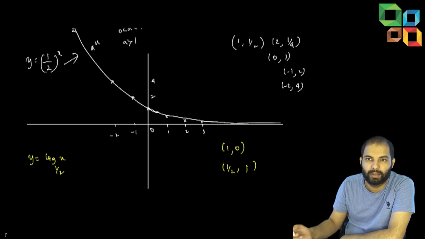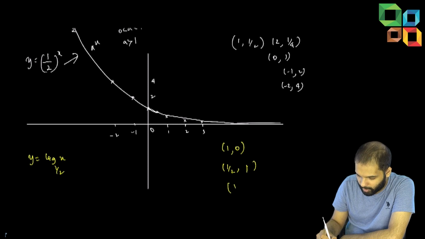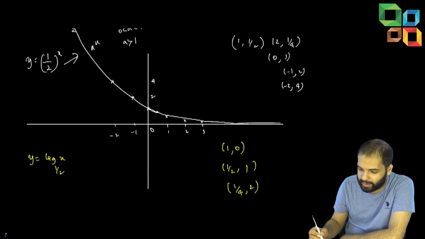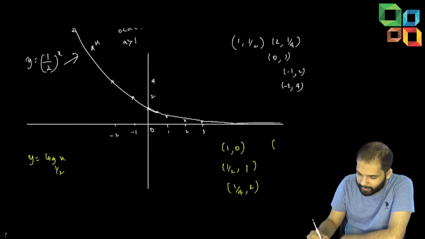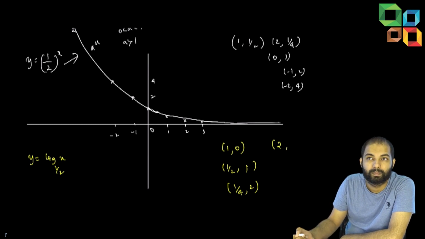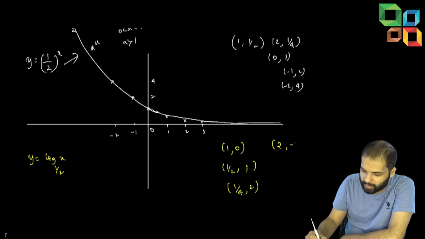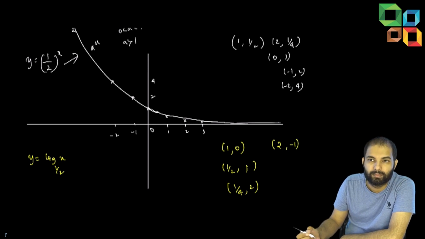Some more values: log of 1 by 4. 1 by 4 is nothing but half square, so by property we know it's 2. Similarly, on the other side, what if I take x equal to 2? This is log 2 base half, or 2 power minus 1, so you're going to get minus 1. Similarly, if I take 4, I'm going to get minus 2.